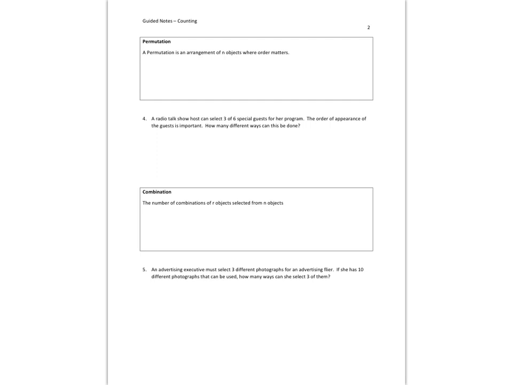Permutation. With a permutation, order matters. And a permutation may be written in the form nPr, and that's n items, choose r at a time. Or you may see it like this, P(n, r). But the formula is n factorial divided by n minus r factorial.